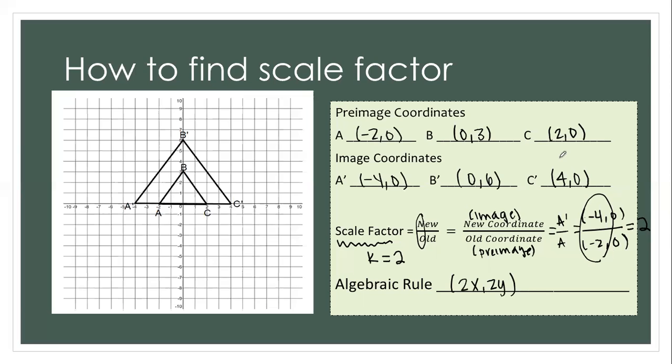So I multiplied my pre-image by 2 to get to my image. Just to prove what Esther said, if I did B prime over B, you don't have to write this down, 6 over 3 should also give me 2. So my scale factor is 2, no matter which coordinates I use. Ask me questions. That's literally it for learning. We're going to do more examples, but yes, ma'am.